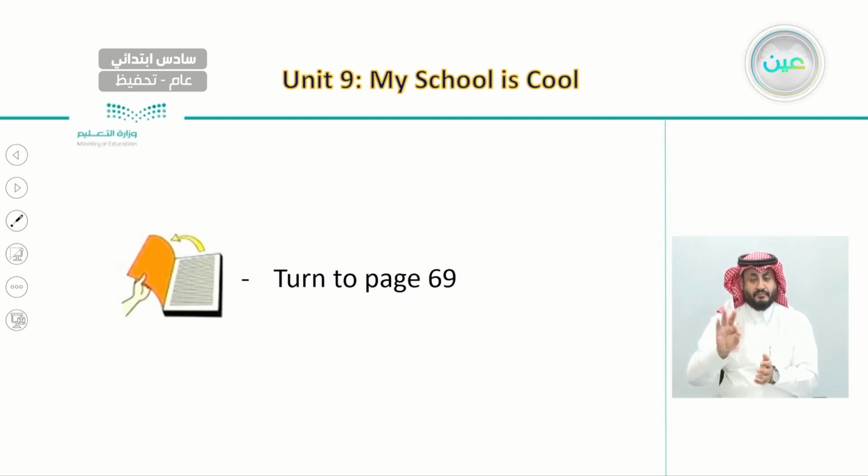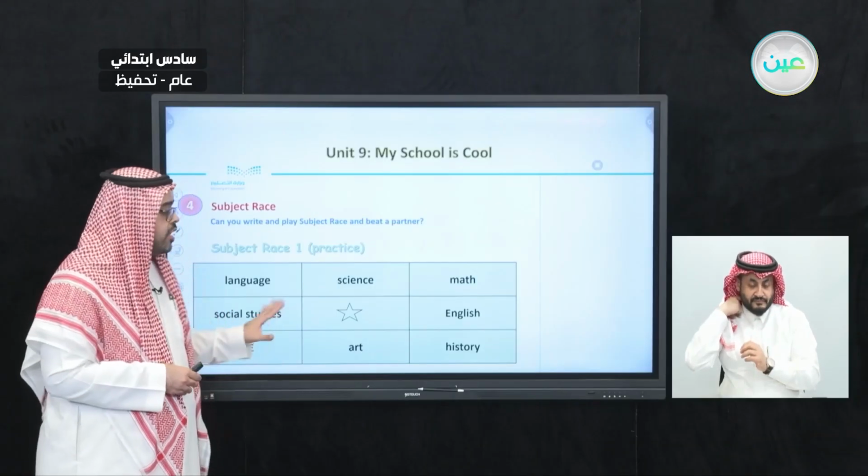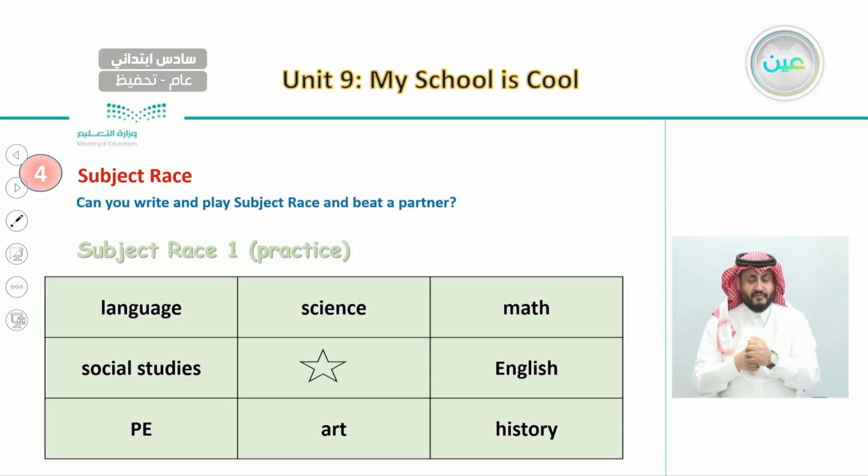Now, I would like you please to turn your books to page 69. On page 69, there is something familiar to you, which is the subject race. What we're going to do here is write and play subject race to try to beat a partner. As you can see in this table, we have different subjects: language, social studies, PE, science, art, math, English, history. So here we have 8 school subjects.